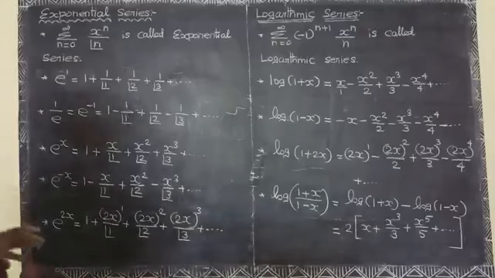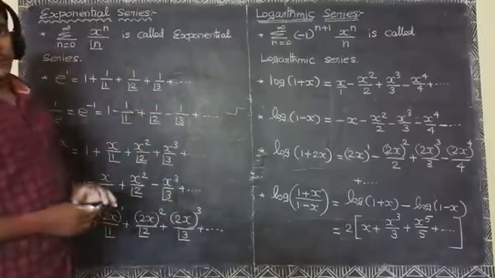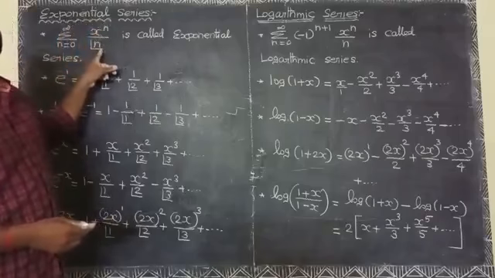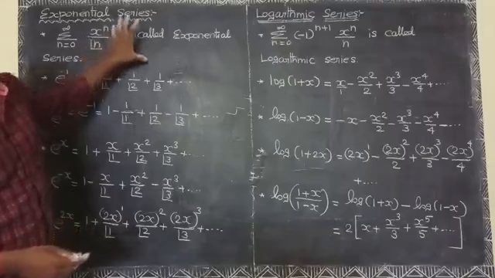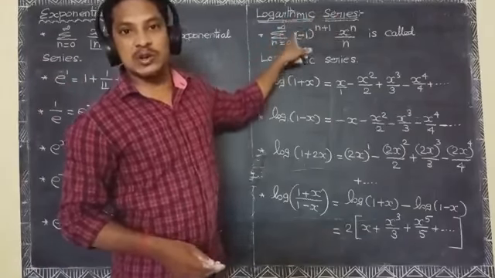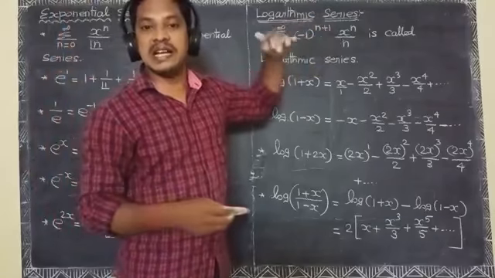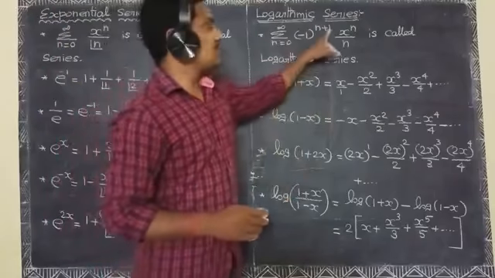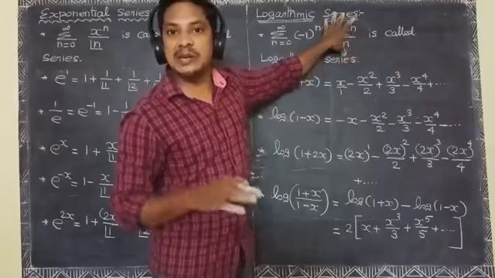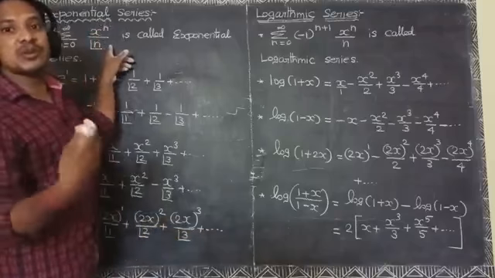Next go to exponential series and logarithmic series. Here summation n equal to 0 to infinity x power n divided by n factorial, with the denominator being a factorial, is the exponential series. The logarithmic series is summation of (minus 1) power n plus 1, which means the signs alternate, x power n divided by n. Here x power n divided by n is called the logarithmic series, and x power n divided by n factorial is called the exponential series.